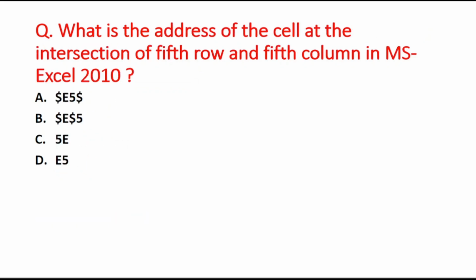Next question is, what is the address of the cell at the intersection of the 5th row and 5th column in MS Excel 2010? Your A option is $E$5, B option is $E5, C option is 5E, and D option is E5. Okay, so 5th row and 5th column. 5th column means E, the column address will be E, and 5th row means number 5. So the cell address is written with the column first, that is E, then 5. E5. The default addressing is relative addressing, so the right answer is option D, that is E5.